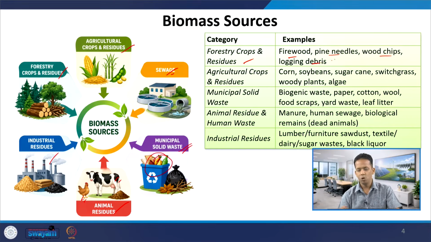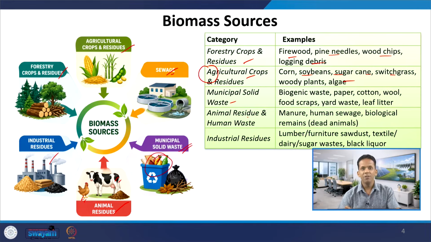pine needles, wood chips or logging debris. Then agricultural crops, like residues from different crops which are grown in the farms. Algae can be included in agricultural crops and residues because that's the best amongst these categories where we can put algae as a plant.